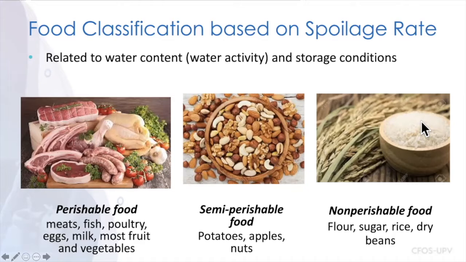And for flour, sugar, rice, and dry beans, they are very, very dry. They have very low water activity. It's not just about moisture content, but water activity at the same time. Water activity is a more important attribute to look at in foods when you talk about spoilage, especially microbial spoilage, because water activity is the water used by microorganisms for their growth.